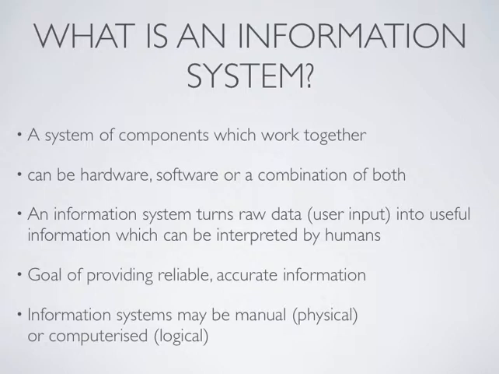So an information system exists to turn raw data into information. So with information systems, there's a set of components making up the system, and these people, equipment, procedures and data all work together with a common goal of providing reliable and accurate information.